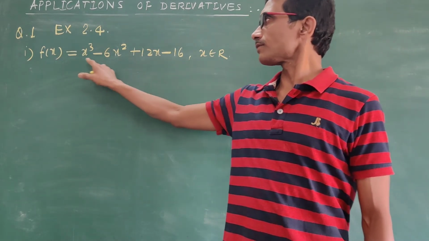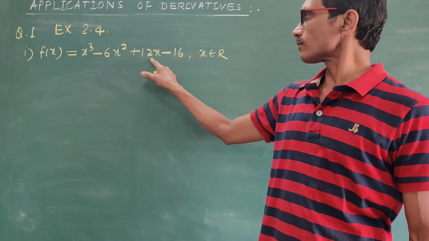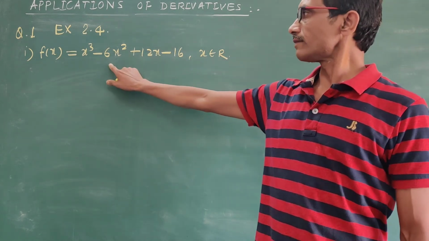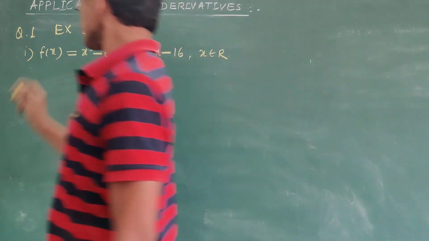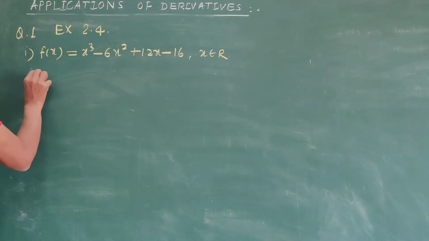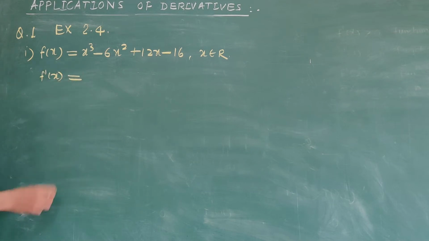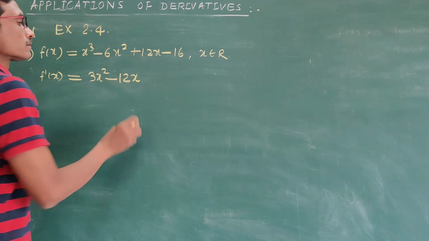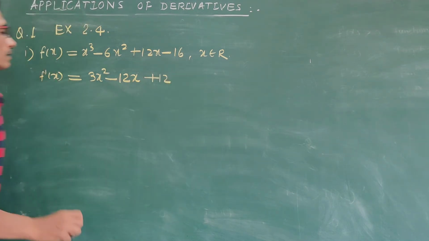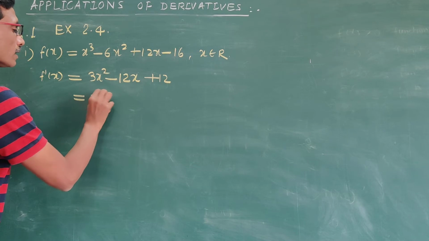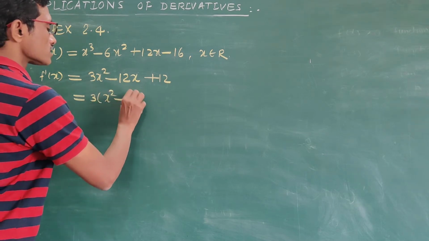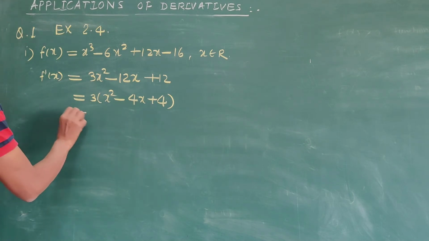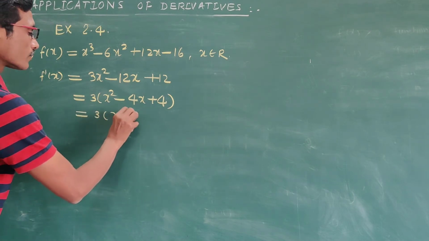The given function is f(x) = x³ + 6x² + 12x − 16, where x belongs to R. So we find the derivative of this function. f'(x) = 3x² + 12x + 12. Taking 3 common, x² + 4x + 4, that is 3(x + 2)².